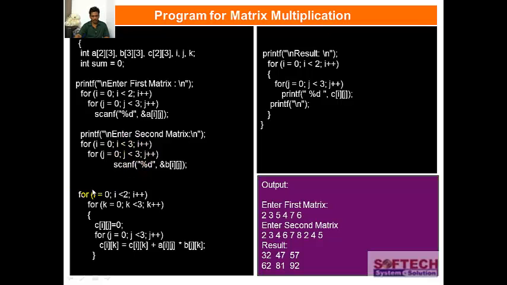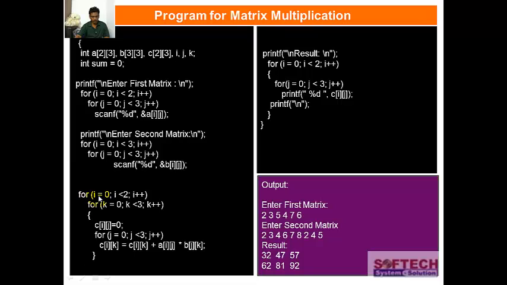So now 6 values are stored. First 6 values are stored in the A array, and then in the B locations it has its values. Then we start the processing.